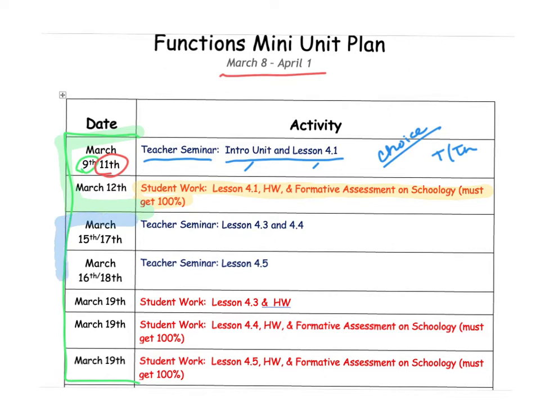Then the next week is a little bit more. I'm going to have a teacher seminar on both days, one on 4.3 and 4.4, and then the next one on 4.5. Again, those are optional. You don't have to come, but I will let you know. Your student work then is the 4.3 lesson and homework, the 4.4 lesson and homework, and the 4.5 lesson and formative assessment. It's going to be a lot, but that's a fairly open week.